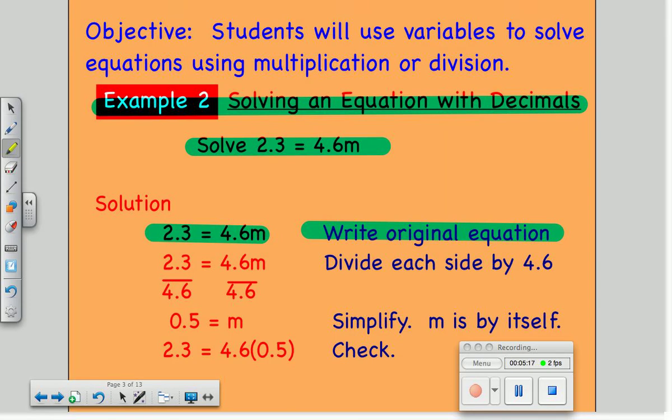Well, if I divide one side by 4 and 6/10, I have to also divide the other side by 4 and 6/10. Don't pay any attention to that. We're just going to highlight this. Divide both sides by 4 and 6/10. Okay, so divide each side by 4 and 6/10. What does that look like?